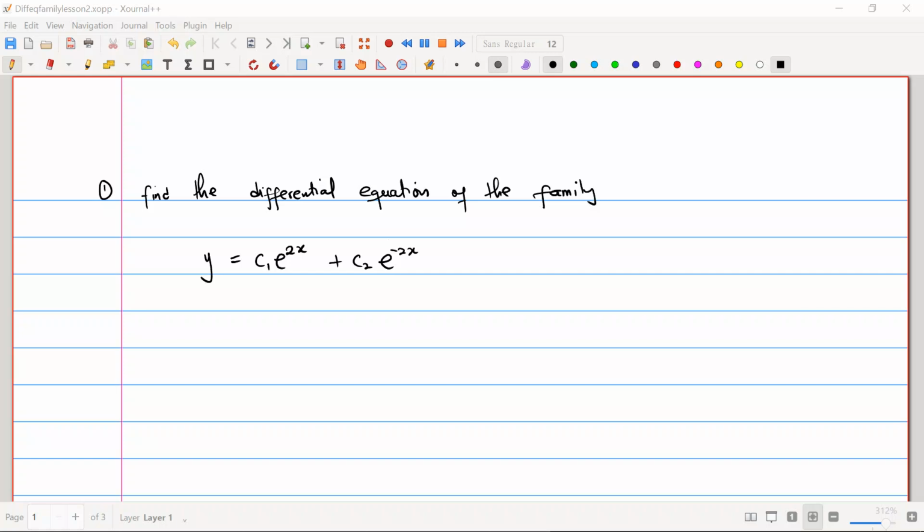The trick here is that you count the number of constants you have in the problem. We have two constants, 1, 2. So it means we need to get a second order differential equation.